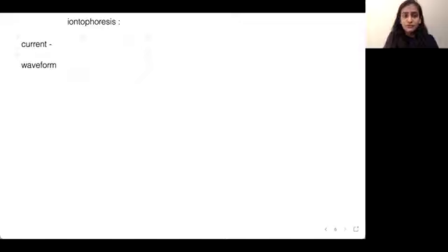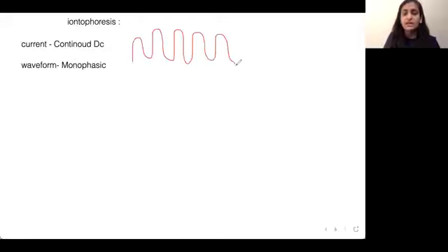Always remember, iontophoresis is your continuous direct current. What is your waveform? The waveform is going to be monophasic. That means iontophoresis is going to be like this. It's going to be a monophasic waveform, and it is going to be a continuous direct current. Other characteristics, it is low frequency, low amplitude, and low voltage.